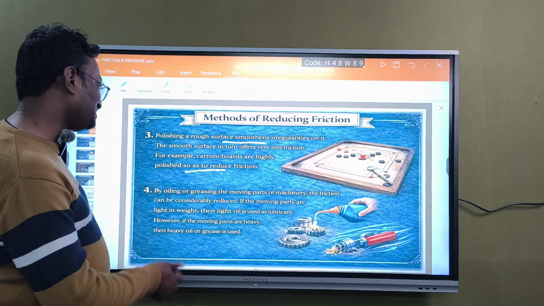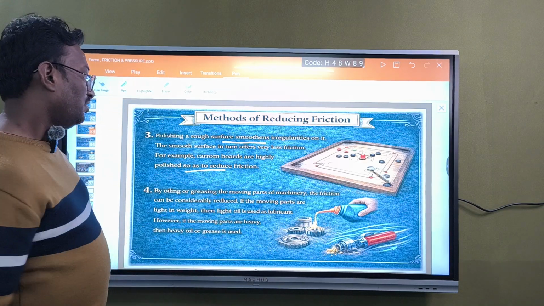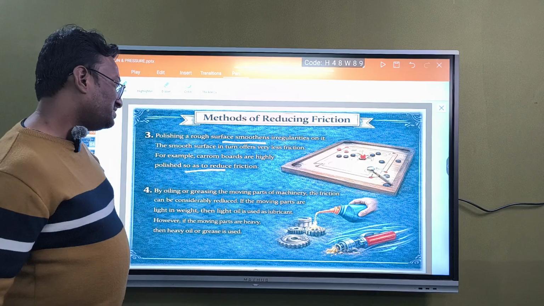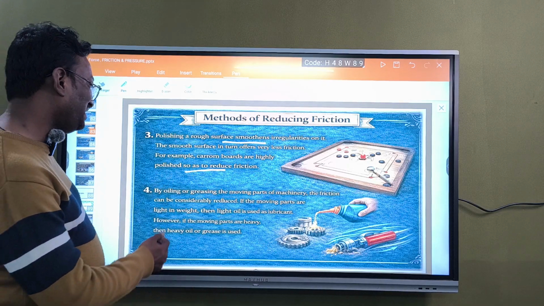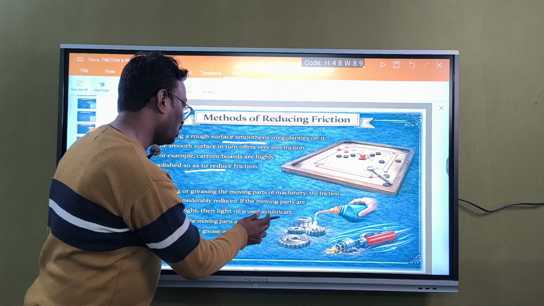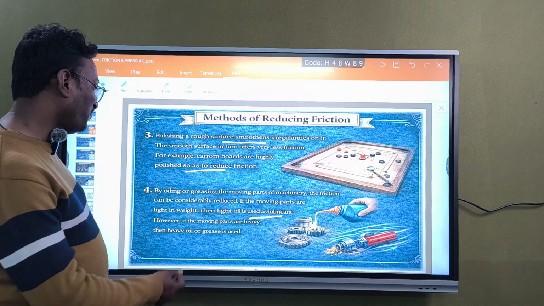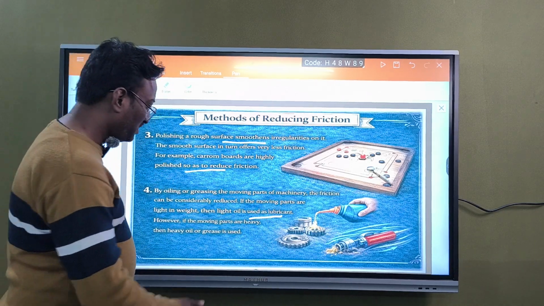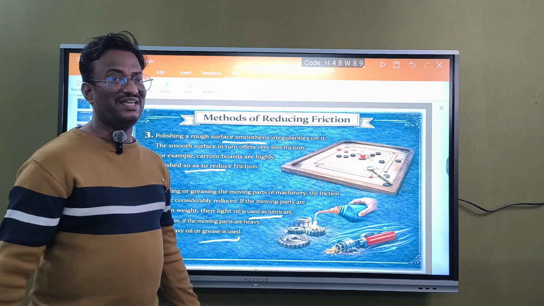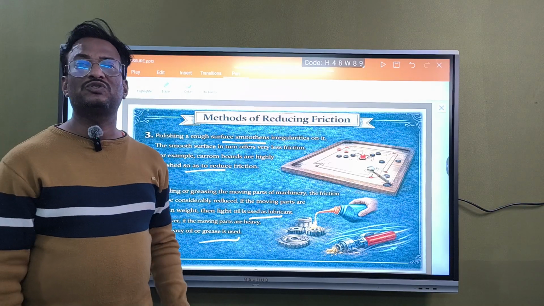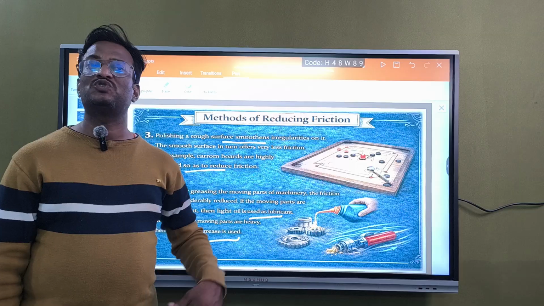The friction can be considerably reduced by using oil or grease. If the moving parts are lightweight, then light oil is used as a lubricant. If the moving parts are heavyweight, we use grease. See here, for which one we have to use grease, and for which one we have to use oil.